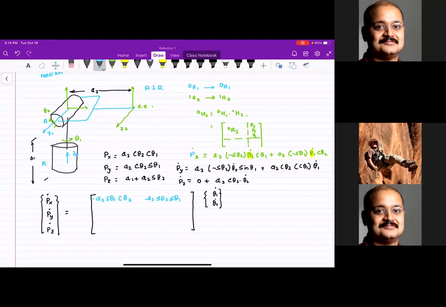Oh, cos theta 1, yeah. Sine theta, cos theta. No. So just a second, sine theta 2 minus cosine theta 1, right?